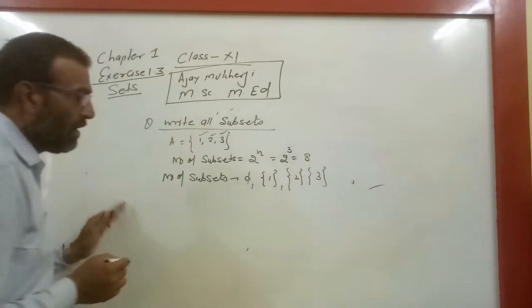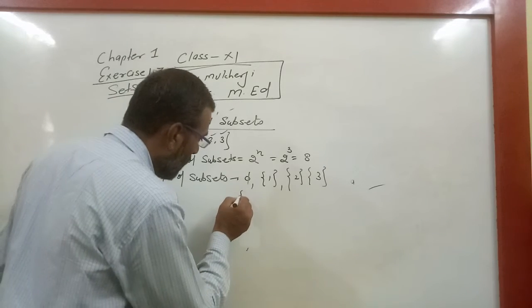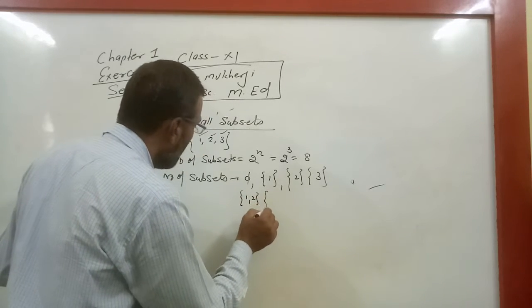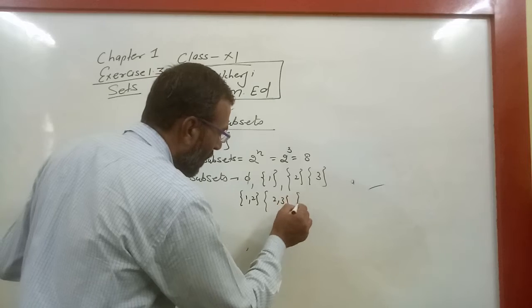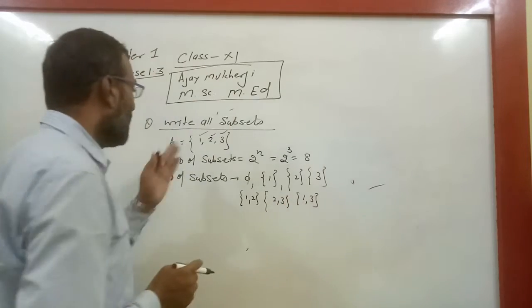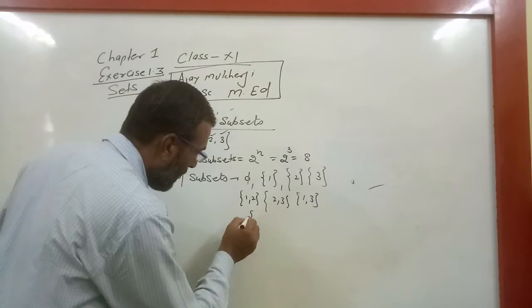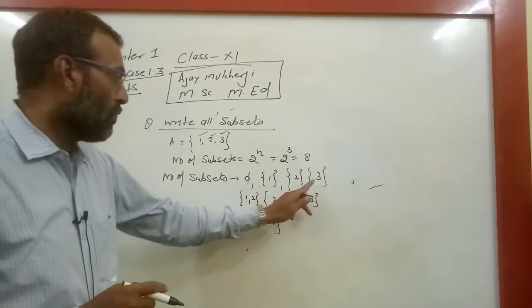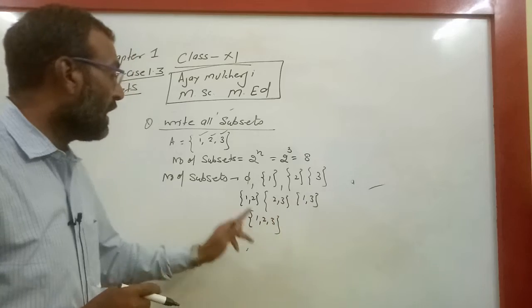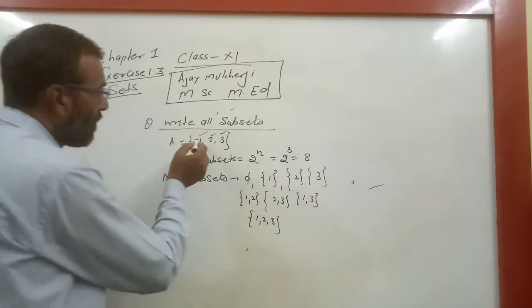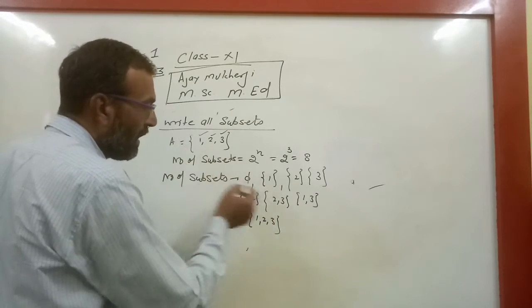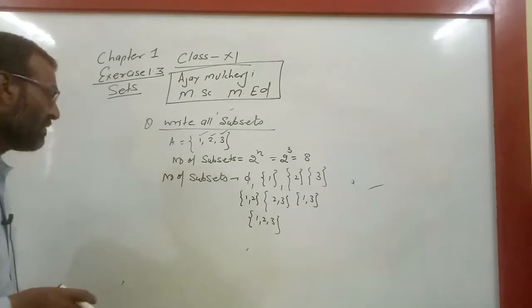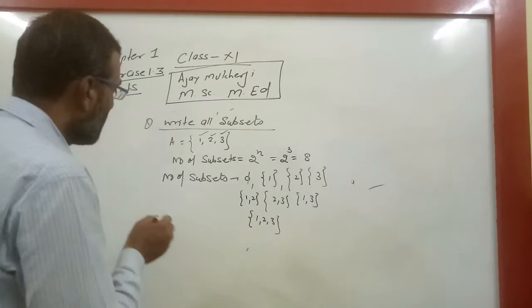Single element in a bracket, and now we are taking 2 elements together: {1, 2} in the bracket, then {2, 3}, and {1, 3}. And at last 3 elements together, so write down here {1, 2, 3}. So total subsets are 1, 2, 3, 4, 5, 6, 7, 8 subsets. This is how we have to write the subsets.